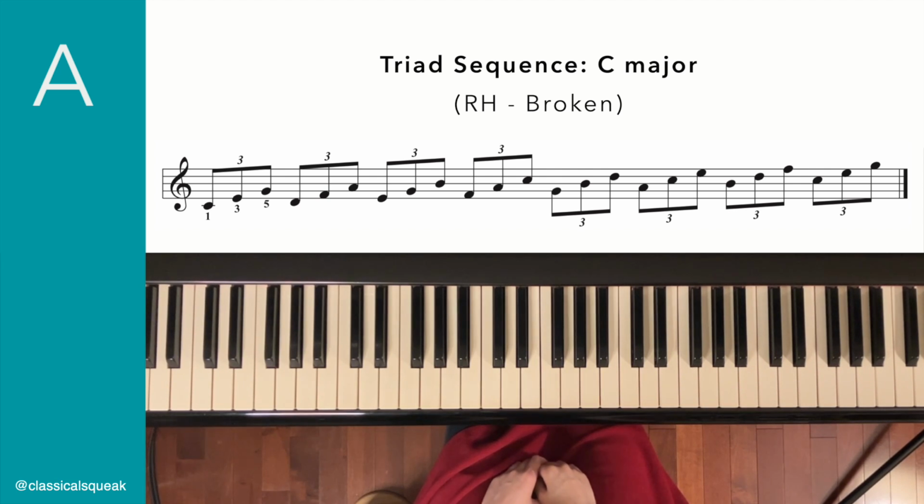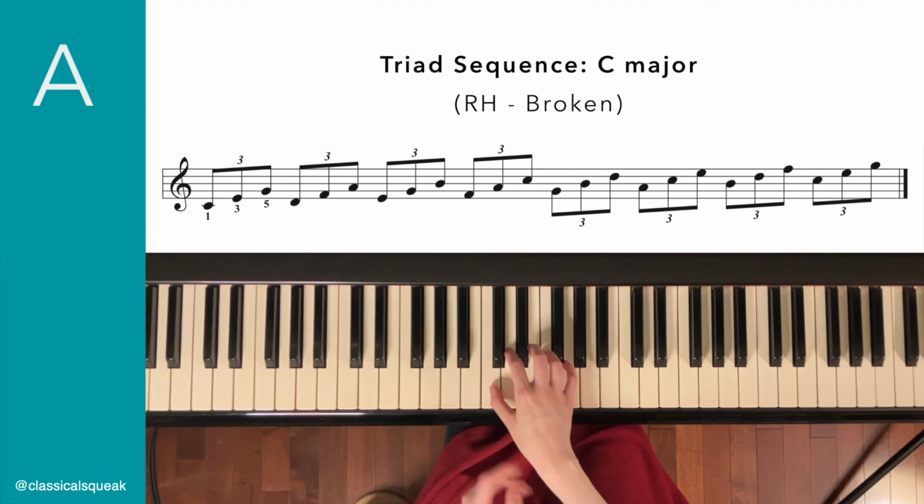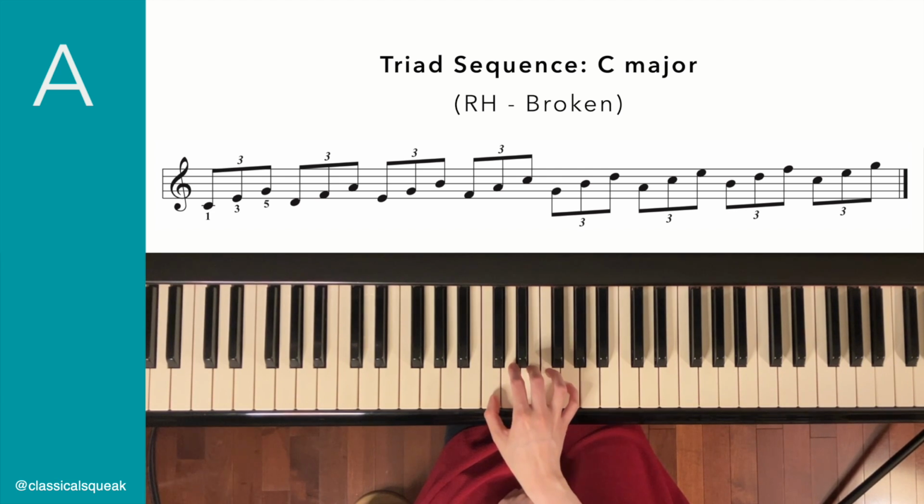Next we have our triad sequence. So here we have triplets ascending, so going up, and each time we've got every second note that we play first of all, so it's C, E, G to start. And then each time we're going to move each of our fingers up an extra note. So C goes to D, E goes to F, and G goes to A.